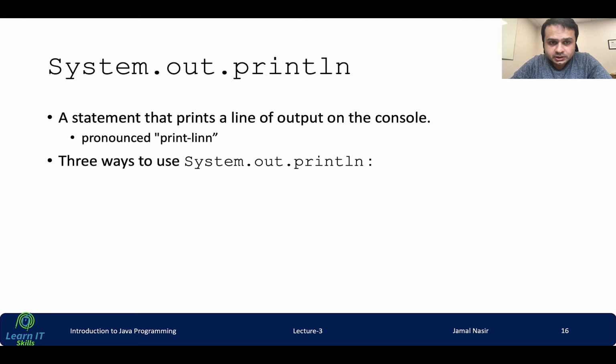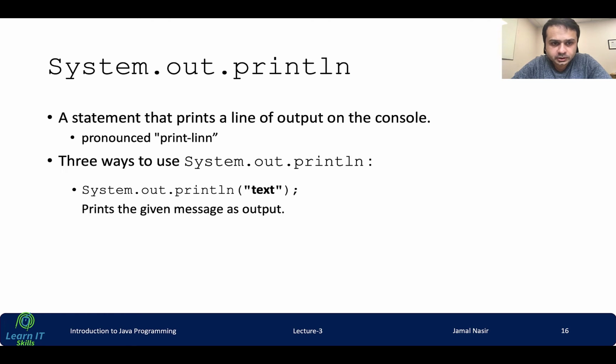We can use the statement System.out.println in three different ways. Either we can pass one string, such as just text in double quotation marks, and it will just print text without the double quotation marks. It prints the given message as output.